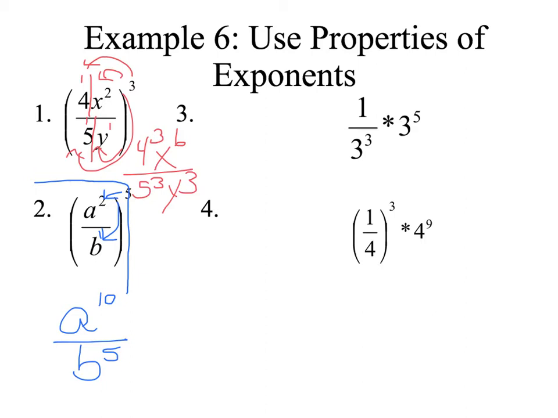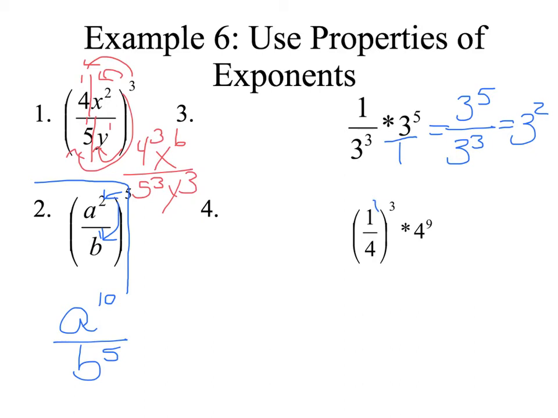Over on number 3, they're not any harder, they're just written a little differently. I'm actually going to make the second exponent into a fraction. To multiply fractions, we multiply straight across the top, giving me 3 to the 5th, and straight across the bottom, giving me 3 to the 3rd. I subtract my exponents, and that gives me 3 squared as my final answer.